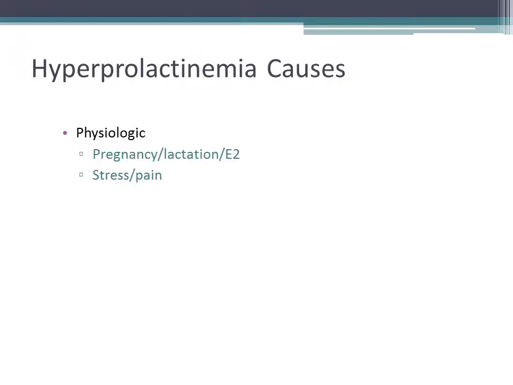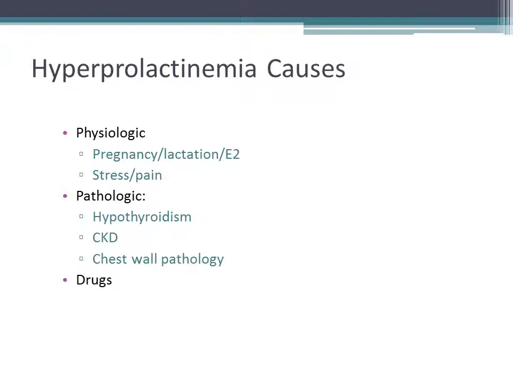Other causes of hyperprolactinemia are classified into physiologic causes like pregnancy, lactation, states of high estrogen, or people who are on treatment with estrogen. Stress and pain also lead to elevation in prolactin level. Pathologic causes for hyperprolactinemia include hypothyroidism, and it's not simple hypothyroidism, it's usually severe hypothyroidism, chronic kidney disease, and chest wall pathology. Chest wall pathology is anything that is affecting the nipple in general, like herpes zoster and other issues.